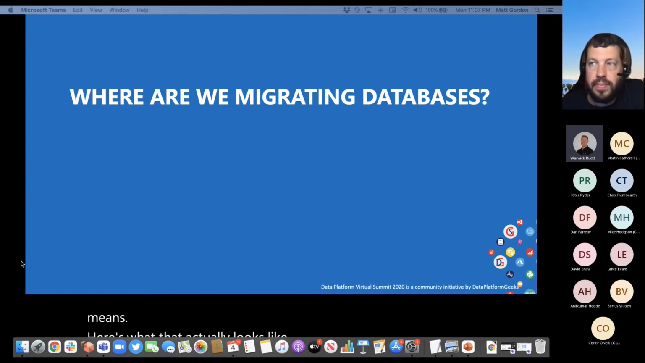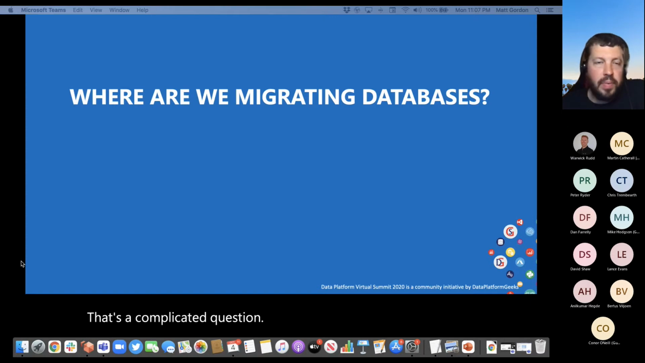Okay, so the second question is, is Azure Active Directory mandatory, even just with AD Connect, before any DB migration? That's a complicated question.